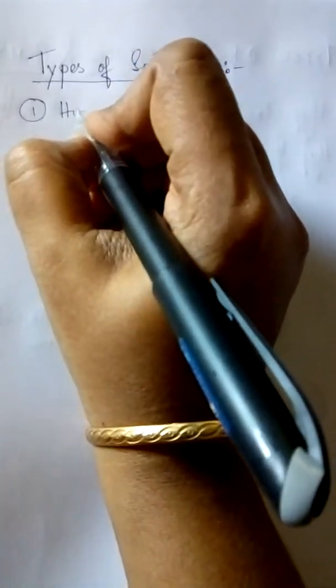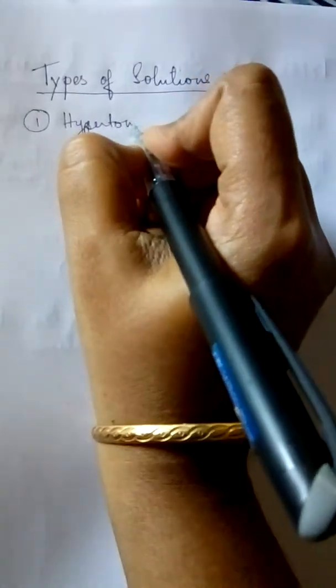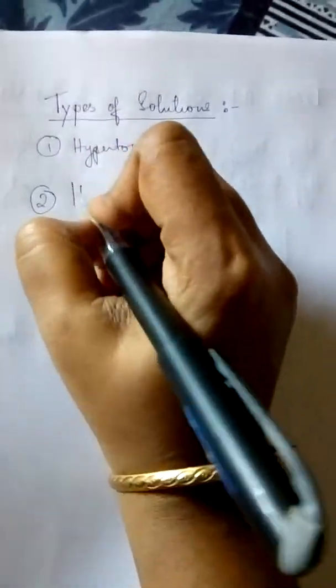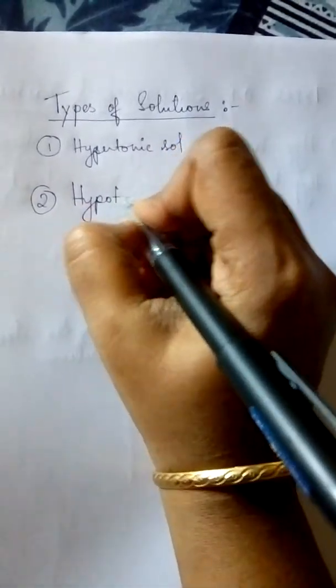Hello friends, in the previous video I had talked about osmosis. Now today I am going to talk about the types of solutions. There are two kinds of solutions. One is called hypertonic solution and the other is hypotonic solution.